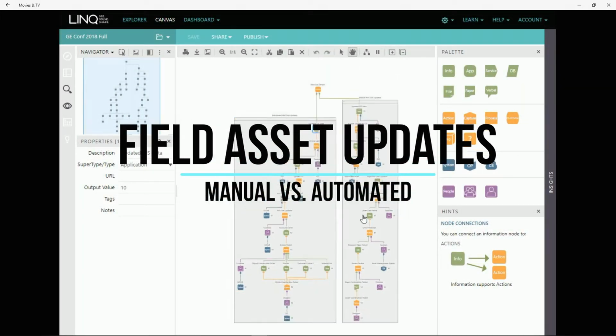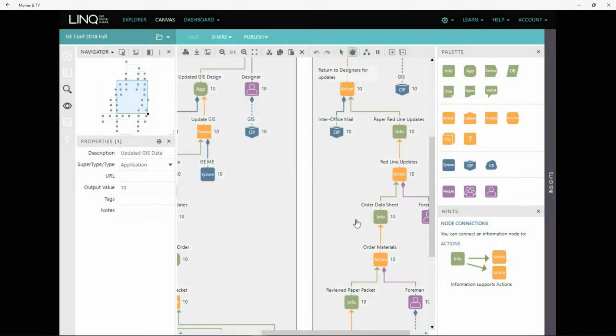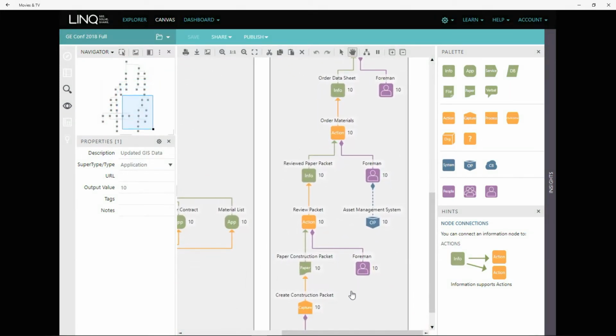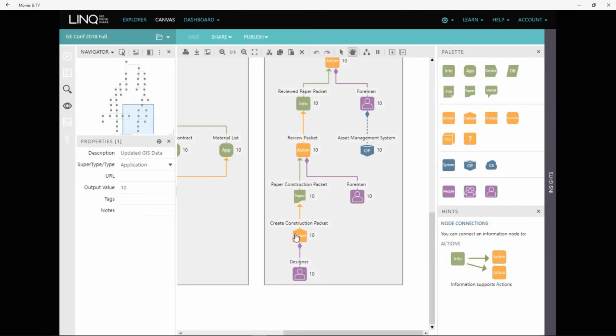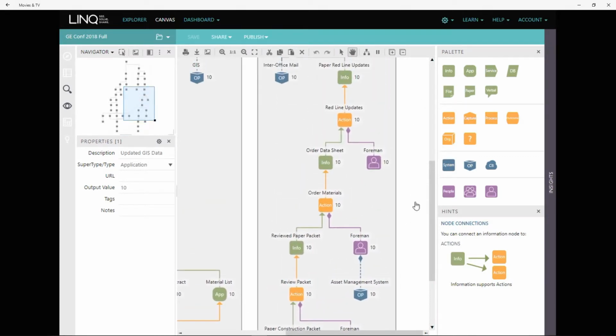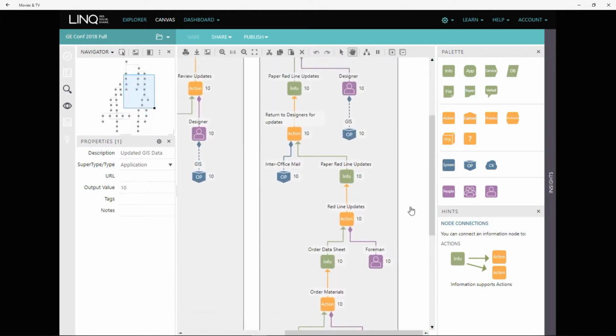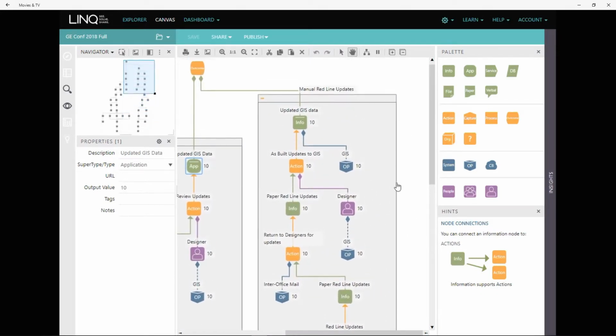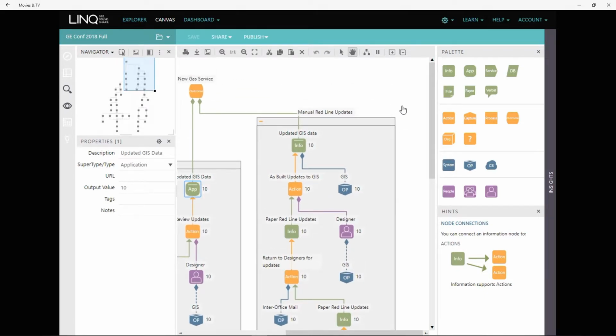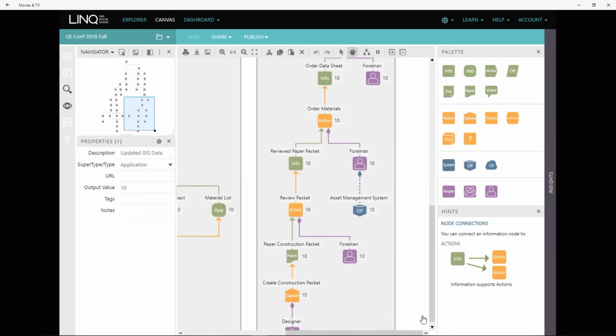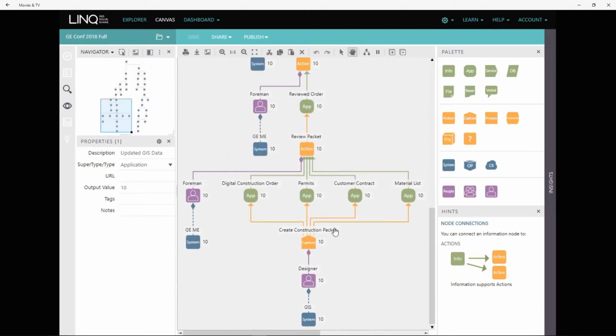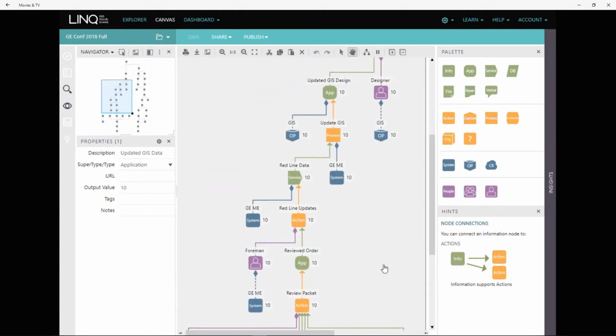Now let's take a look at an actual scenario, field asset updates. In this case, we've created two different flows. One flow, and this is very similar to the one we just looked at, is a manual flow. It goes through all the manual pieces to get to what we would call the outcome, or the new gas service in this case. We created another flow, which was the automated flow, and it shows usage of different applications to get the same work done.